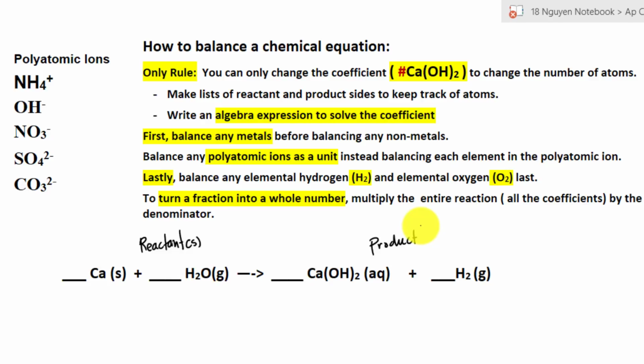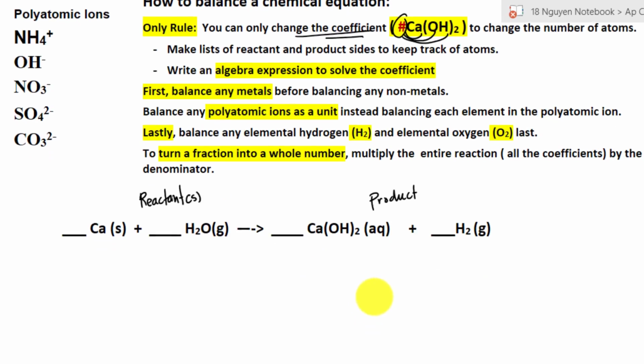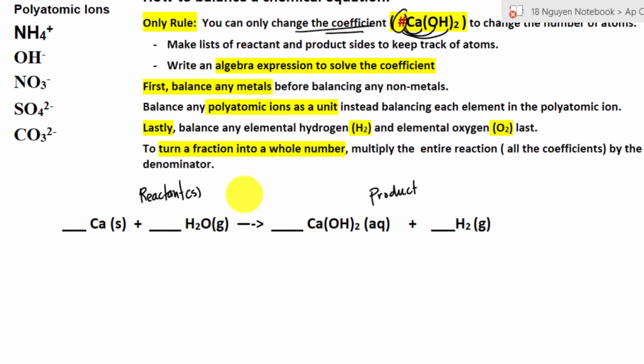There is only one rule that we need to follow, and that is you can only change the coefficient, and that's the number in front of a chemical formula. Because if you change the coefficient, it will change the values of all the elements in that particular compound. And the trick is to change the coefficient so that both sides, the product and the reactant, equal each other. So let's do one problem as we try to explain the process of balancing a chemical equation.